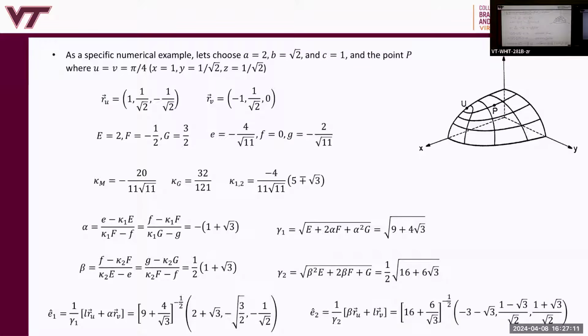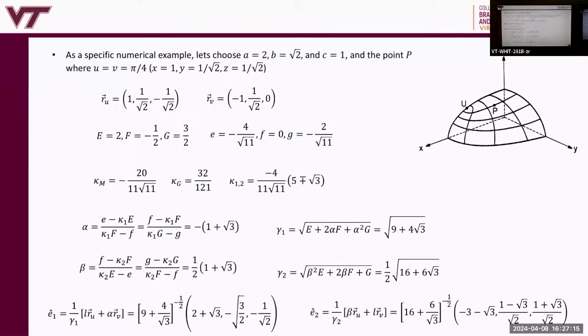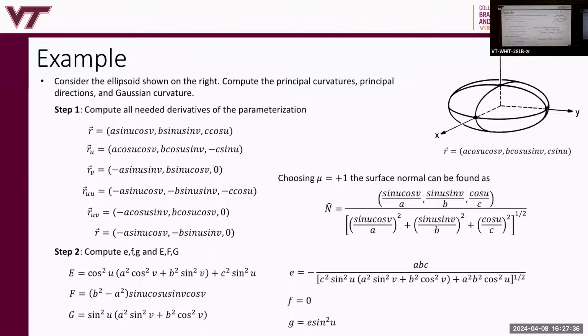Let's do a specific numerical example. This is in general, right? We haven't chosen a point P. But if we choose a specific example, let's choose the ellipsoid that has the parameterization coefficients of A equal to 2, B equal to square root of 2, and C equal to 1. And let's choose the point P to be where U and V equal pi over 4, which gives these Cartesian components. Where do you get those? If you go back to the parameterization and you plug in pi over 4 for U and V, then here you'll get X, Y, and Z. All right?